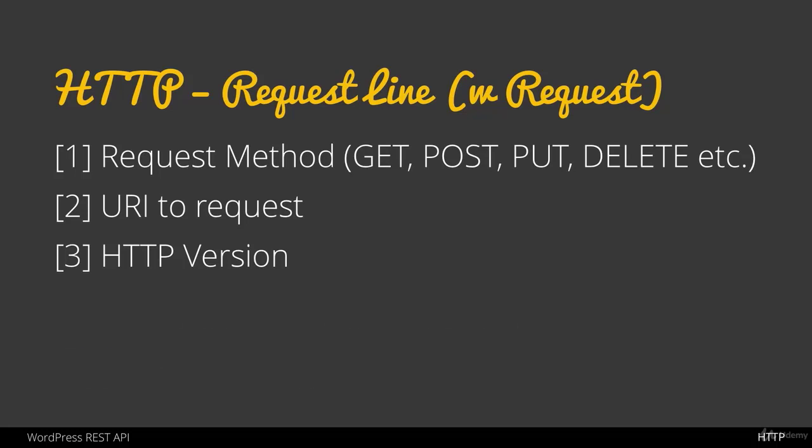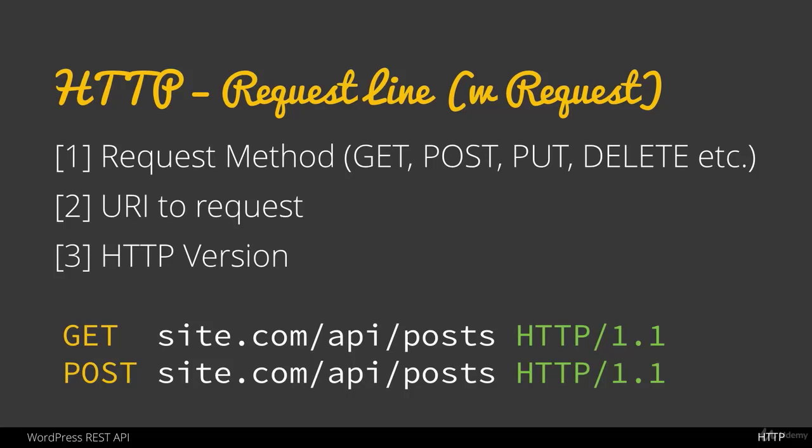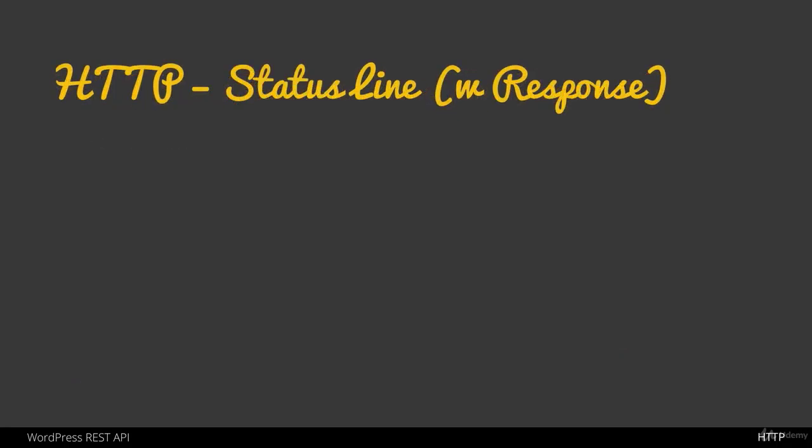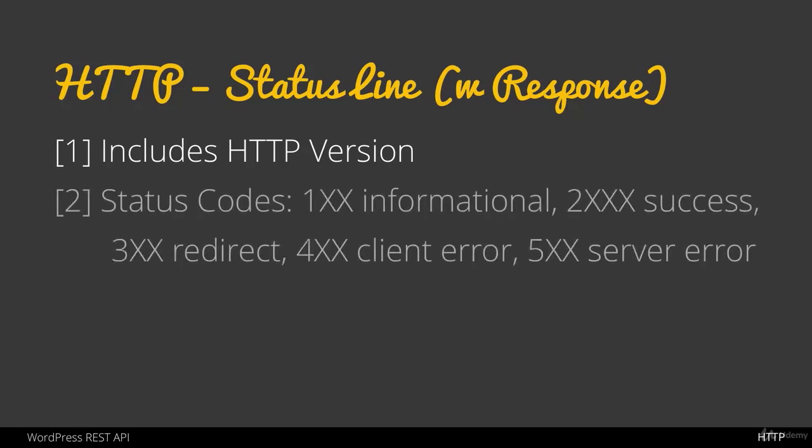To give you an example of what this looks like, it would look something like: GET this site with this URL using version 1.1 of HTTP. Or another one might be: POST this data to this URL using HTTP. And this is just one line, and this is sent whenever we make a request from the client to the server. Then in turn, we're going to get a status line back from the server, and this is going to have the HTTP version that we're using, as well as a status code.